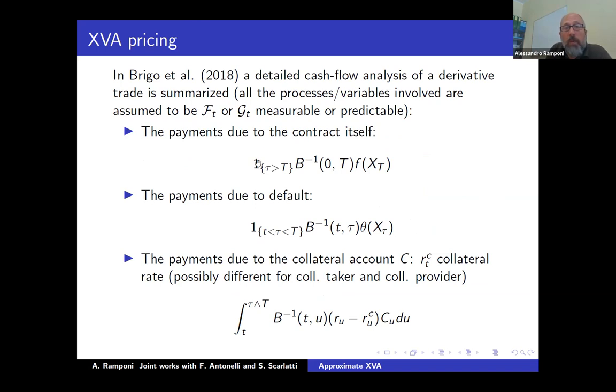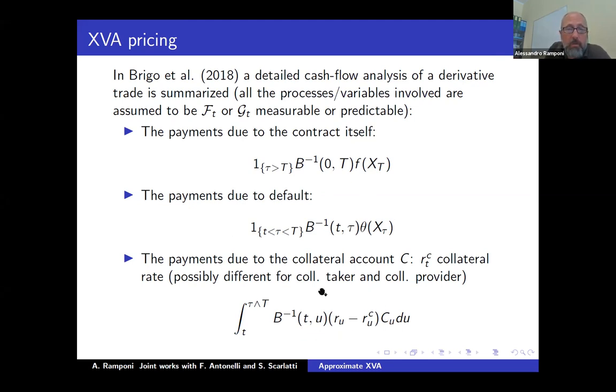So the cash flow produced by this trade is described by the payment due to the contract, which is the standard definition of the payoff of the contract, the risk-free payoff of the contract, multiplied by the indicator of the default event. Then we have to consider the payments due to the default of one of the counterparties, which are the discounted value of a given function that I'll specify in a moment. Then we have to consider the streams of payments due to the collateral account, which takes this form.